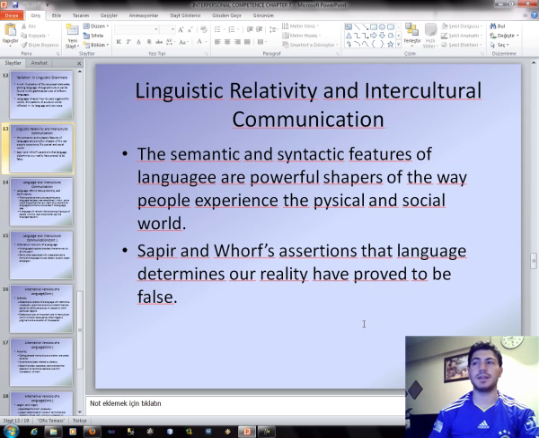Linguistic relativity and intercultural communication. The semantic and syntactic features of language are powerful shapers of the way people experience the physical and social world. Sapir and Whorf's assertions that language determines our reality have proved to be false.